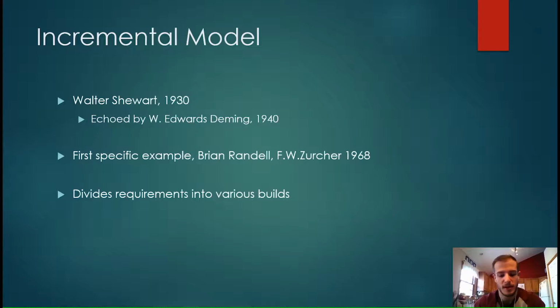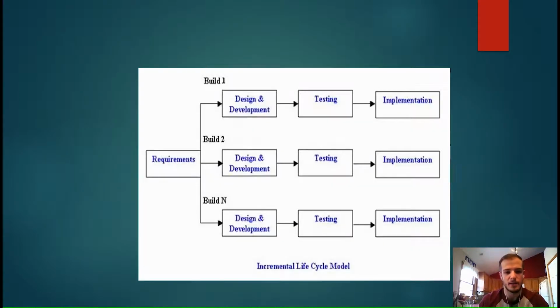So to break that down in layman's terms, I will use this graph on the next page. So as you can see, we have the requirements on the left side. Those requirements are then broken down into smaller, more manageable modules. So first we break down the first section, which is build one. It'll go through design and development. It'll go through testing, and then if it does pass through testing, it'll go to implementation. And then we go into build two.